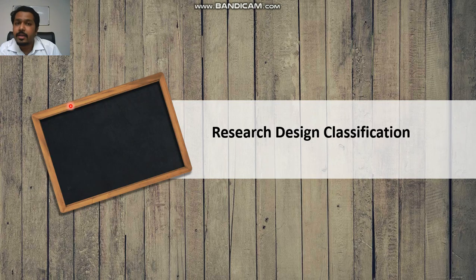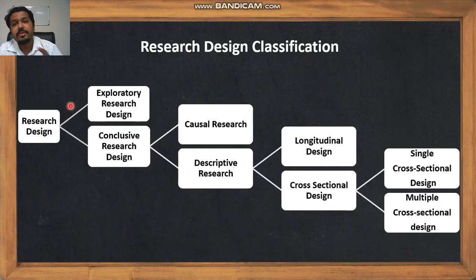And now the crux, that is research design classification. How has the research design been classified? So guys, understand, research design is primarily divided into two parts. One is exploratory research design, and the other one is conclusive research design. Further, conclusive research design can be classified into two: causal research and descriptive research. In the same way, descriptive research can be classified further into longitudinal design and cross-sectional design.